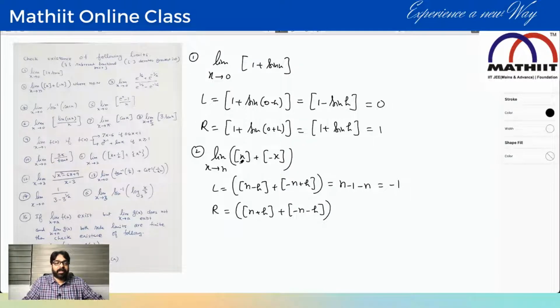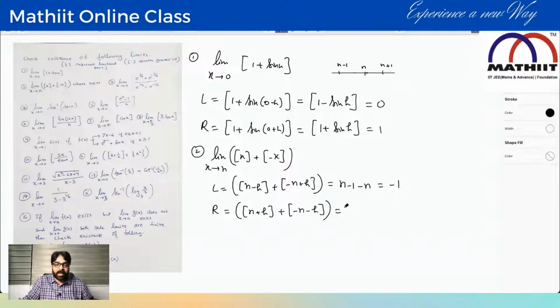For the right hand limit, I will replace x by n plus h. The greatest integer of n plus h will be n, because this is slightly after n. Suppose this is n, and this is n plus 1, because these are integers, natural numbers. So n plus h will be somewhere here. Whenever, as all of you know, the greatest integer means the integer on the left side, n will come.